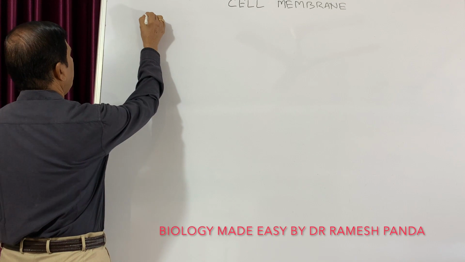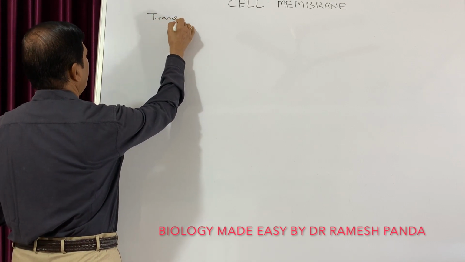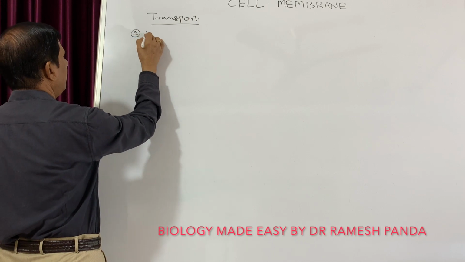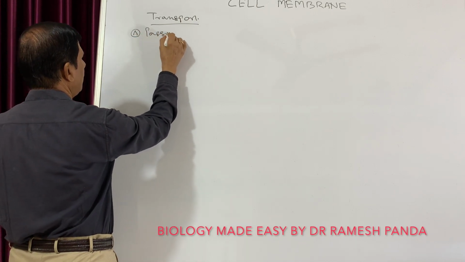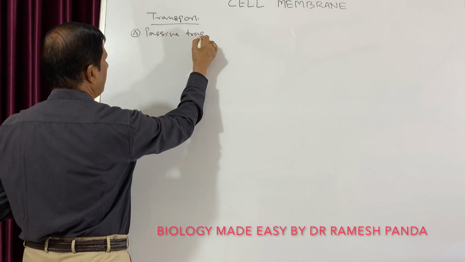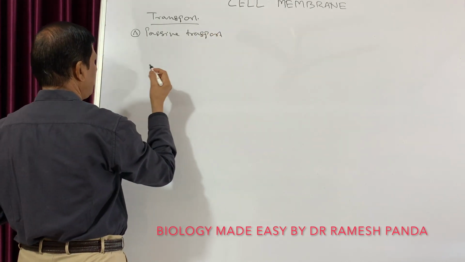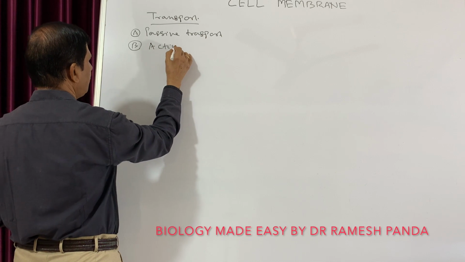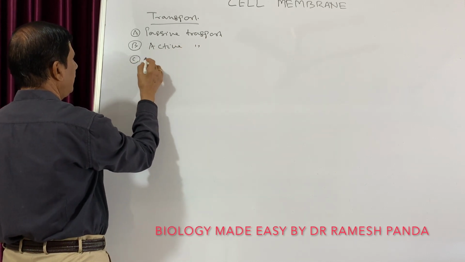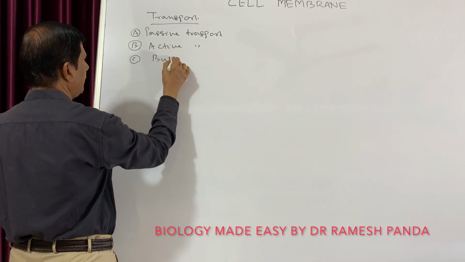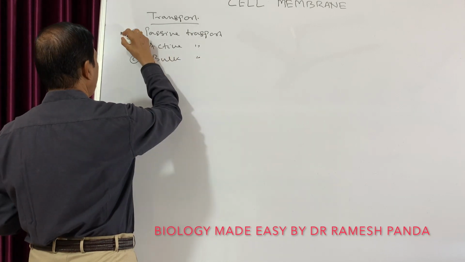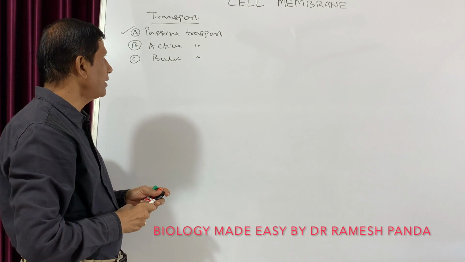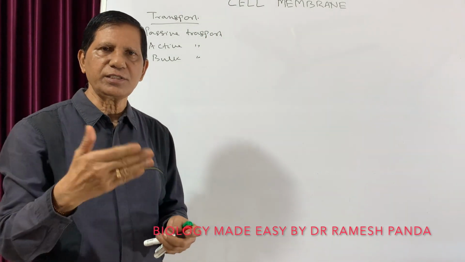So the transport across the cell membrane is mainly the passive transport, which we have already discussed, and the second one is active transport, and the third one is bulk transport. We have already discussed it in the previous video. Now we will discuss this active transport of substances across the cell membrane.